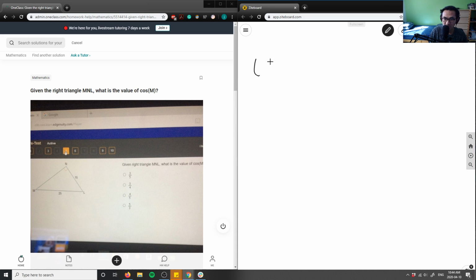So this is 6 here. It says, given the triangle M, N and L, what is the value of cos M? So this is trigonometry now. So I'm going to draw my triangle. This is a really bad triangle. Actually, I think I'm going to rotate my triangle. Sorry, guys. I'm going to write it like this.